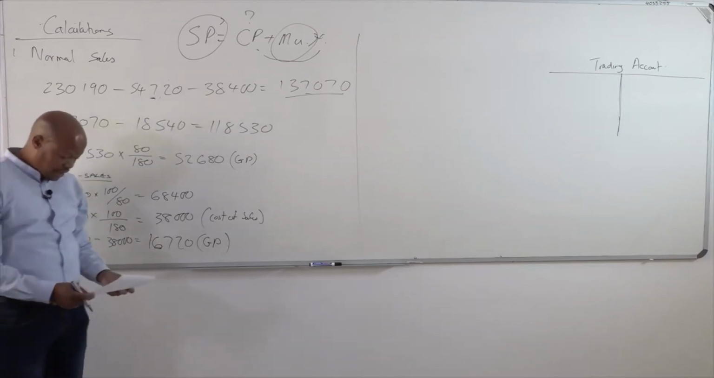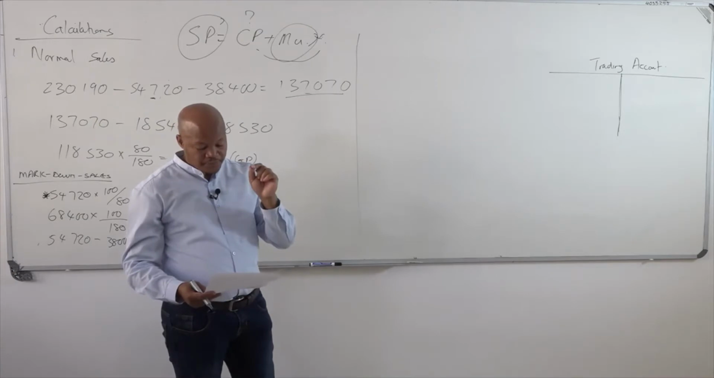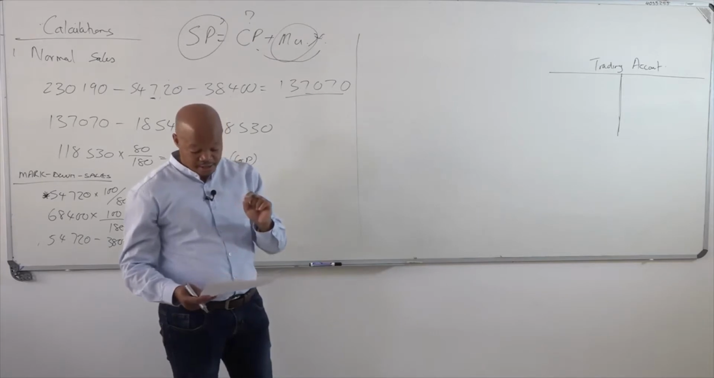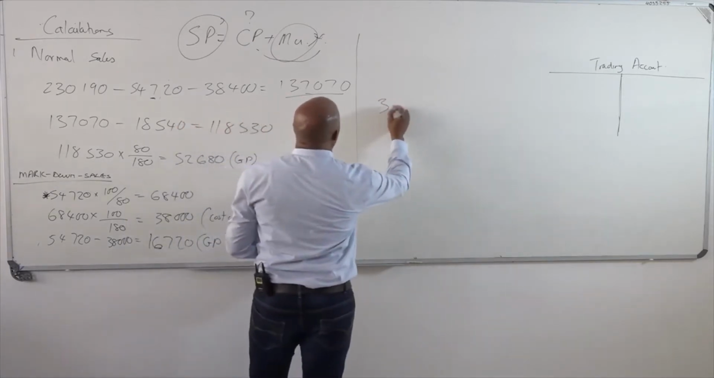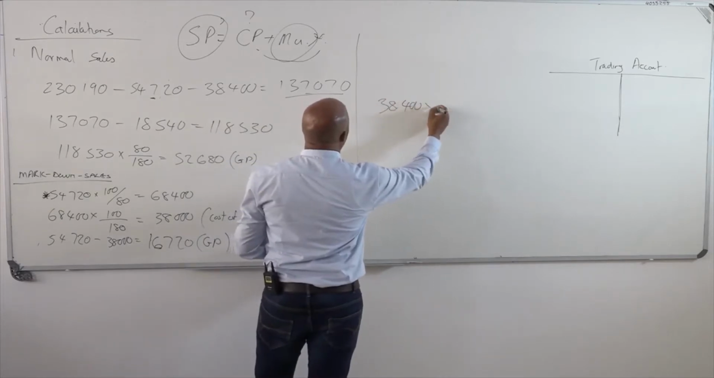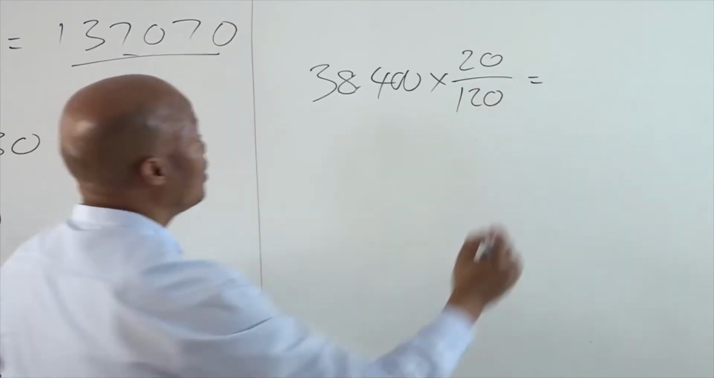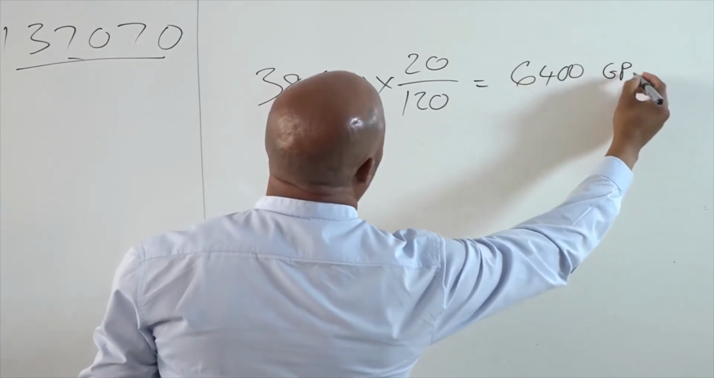Sales, and staff sales, you refer to number 4. Staff is allowed to purchase stock at cost plus 20%. This amounts to 38,400. Now 38,400 multiplied by 20 over 120 equals 6,400, and that's our GP.